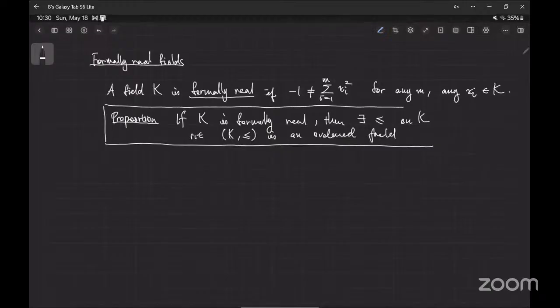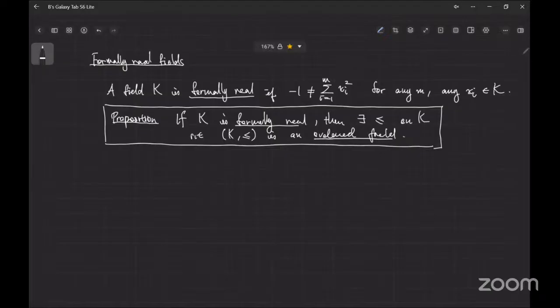And the converse is actually true as well. If a field is an ordered field, then it is also formally real. So it's actually an if and only if condition. This is kind of a neat characterization of ordered fields, actually. And well, what qualifies as an ordered field?